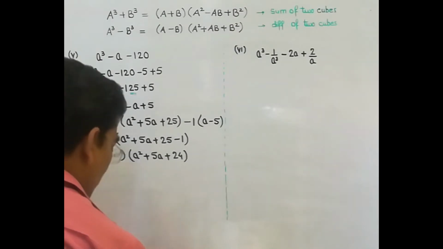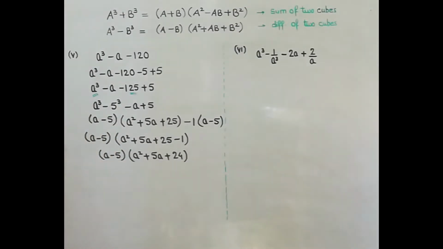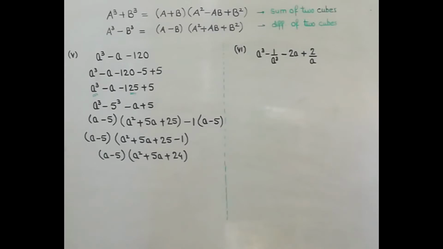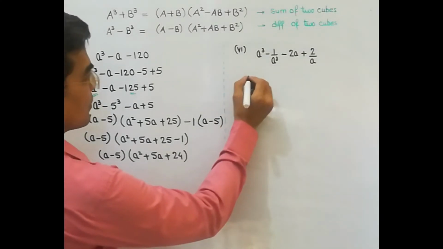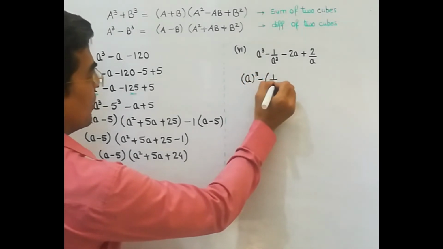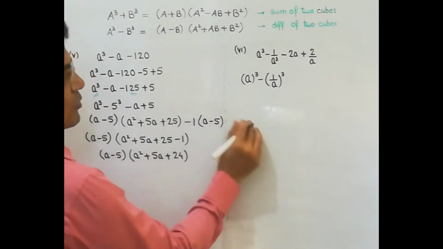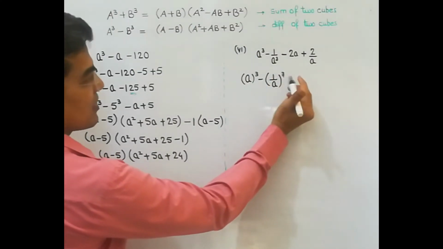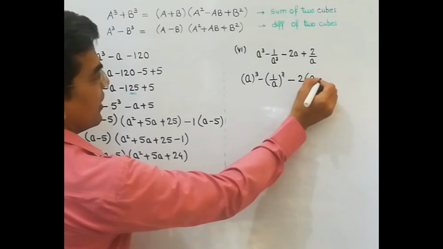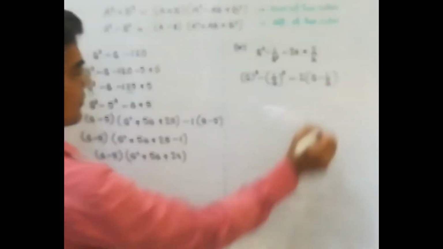This is the question given to us. Let's see. In this question, as you can see, grouping is already done by them. The first group is representing difference of two cubes. See, the first group is representing difference of two cubes, that is a cube minus 1 upon a cube. Difference of two cubes. From the second group, starting with minus sign, you take 2 common, so you will be left with a minus 1 upon a.